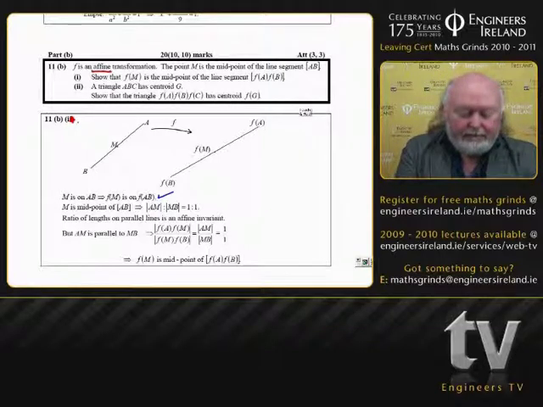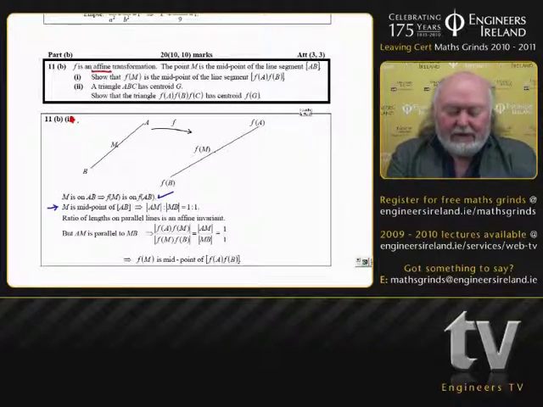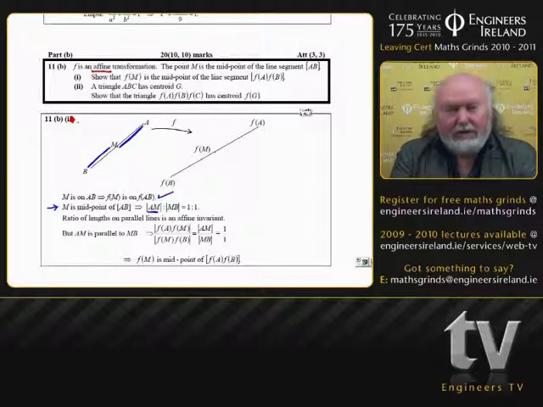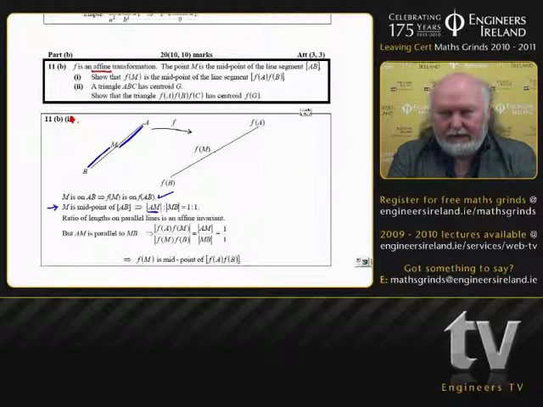We're now saying M is the midpoint of AB. Now, that implies that there's a ratio: the distance from A to M, that length, the ratio of it to this length from M to B is 1 to 1, because M is the midpoint. This should be very clear.